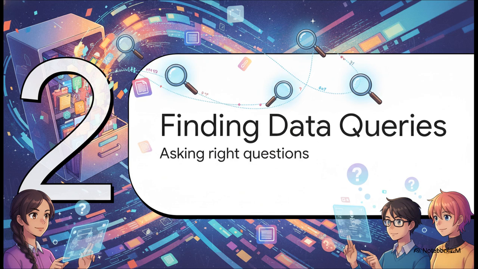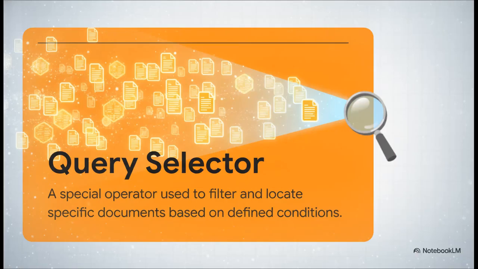Moving on to Section 2, finding data with queries, asking the right questions. Now, having a million records means absolutely nothing if you don't know how to ask the right questions to get them back, right? In MongoDB, the core tool for this is the query selector. These are special operators that basically act as highly precise filters. They scan through thousands of documents and pull out only the exact ones that match what you're looking for.